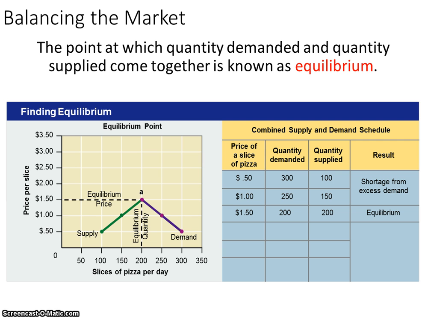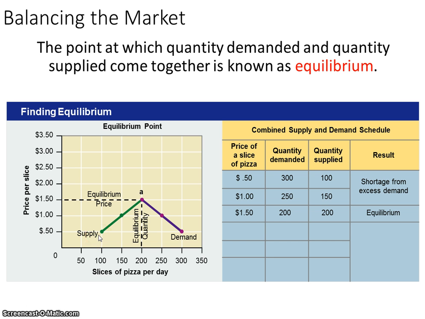This means that at $1.50 per slice, our suppliers are willing to produce 200, our consumers are going to demand 200, so there will be no more shortage due to an excess of demand. Again, this is a perfect equilibrium point because suppliers will produce enough to keep consumers supplied, and consumers will demand enough so that suppliers do not waste resources by making too little or too much.